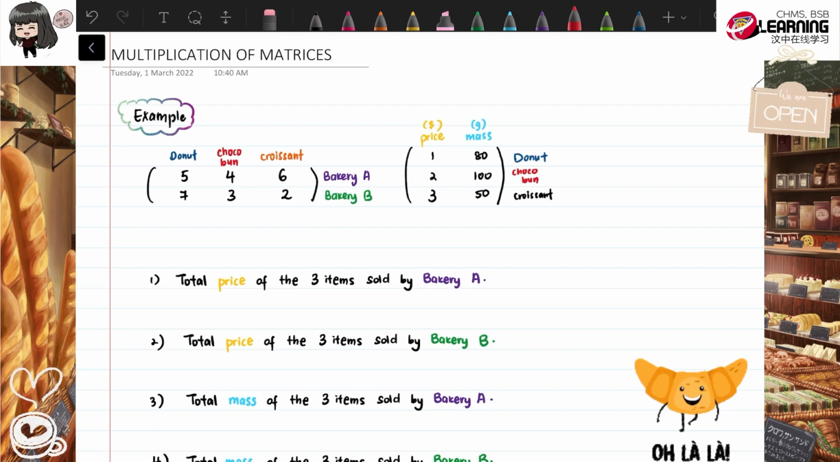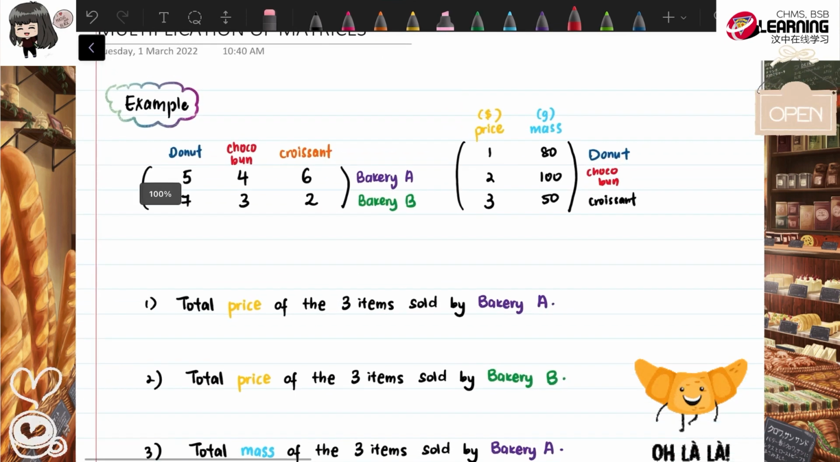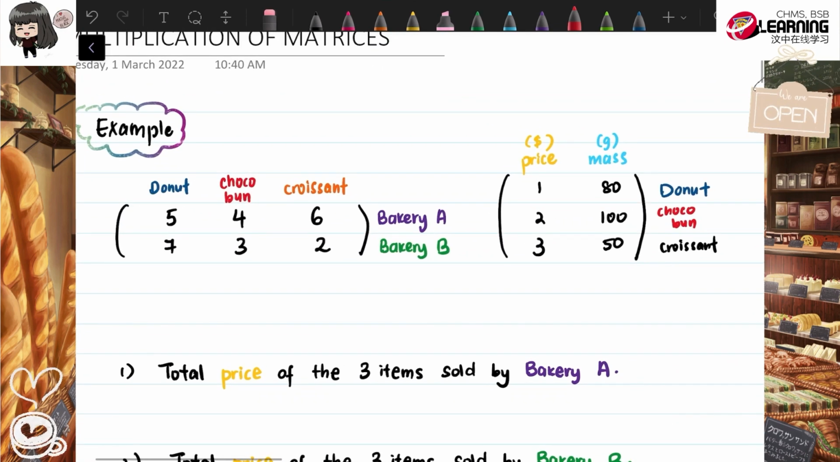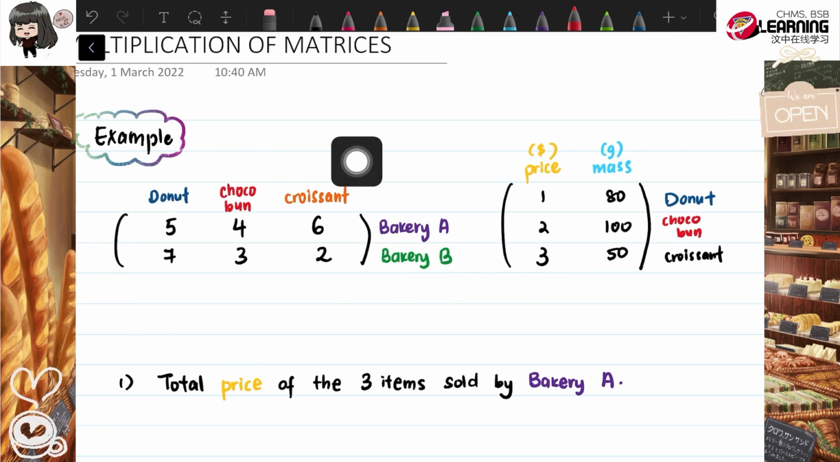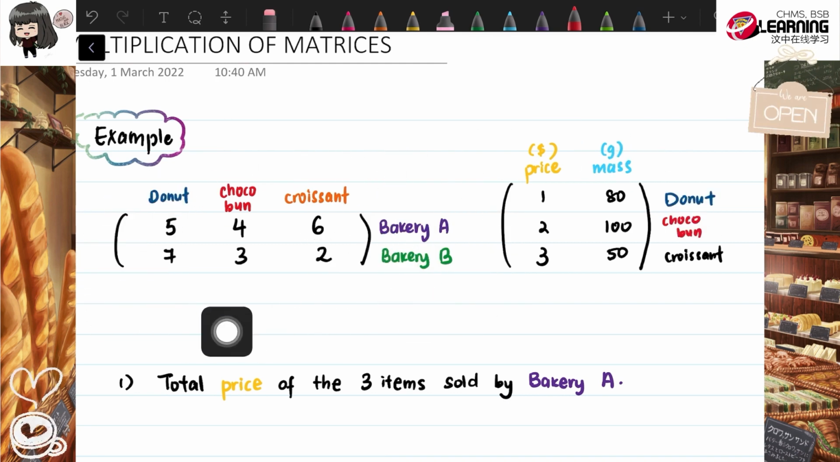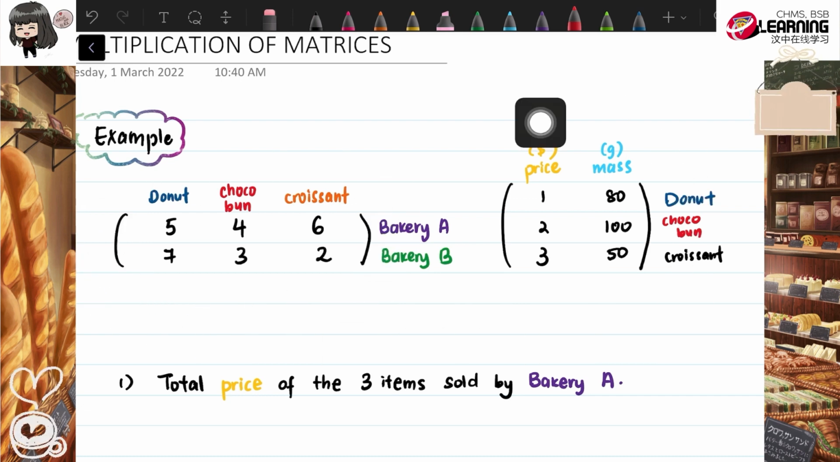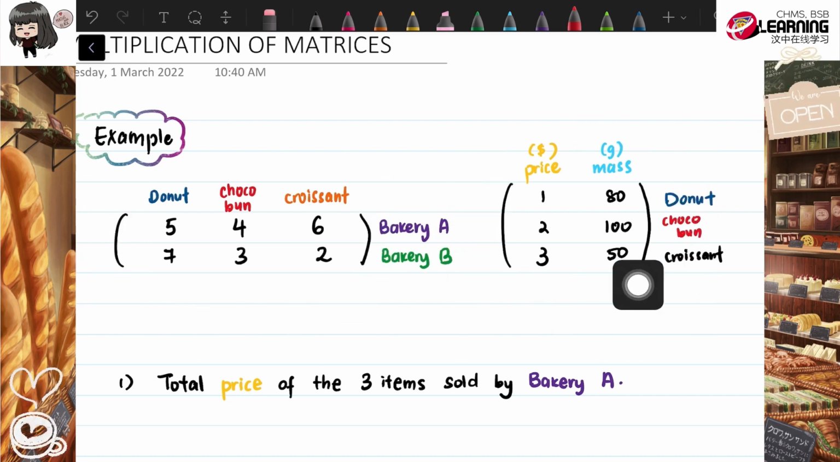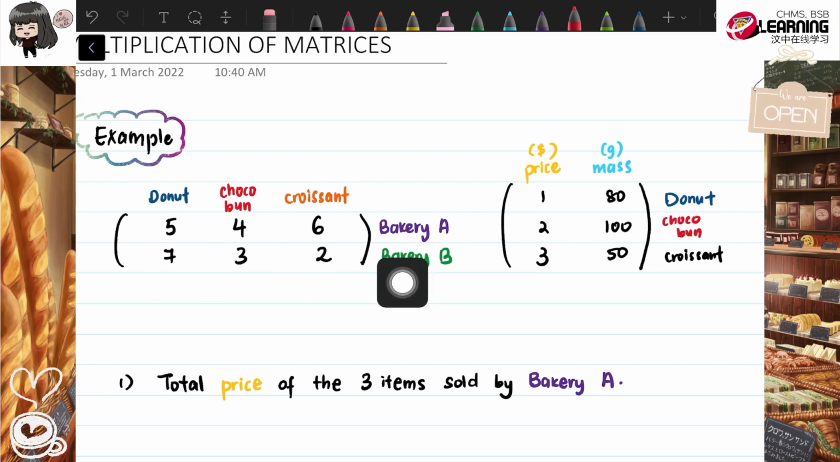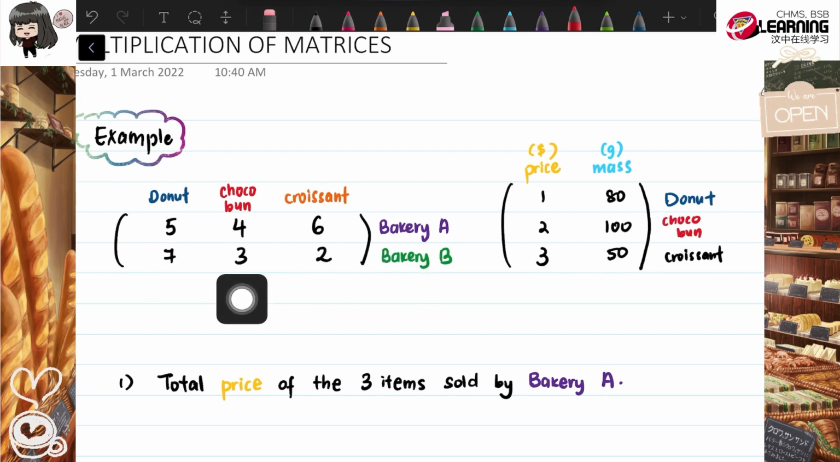But before we do the multiplication of matrices, let's look at the example here. Please copy down the notes here, the example. From here you can see there are two matrices. The first matrix is this matrix and the other matrix is over here. It looks like a table without the lines.